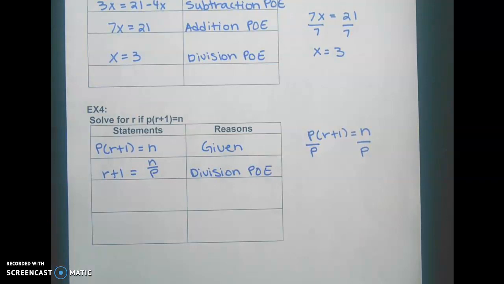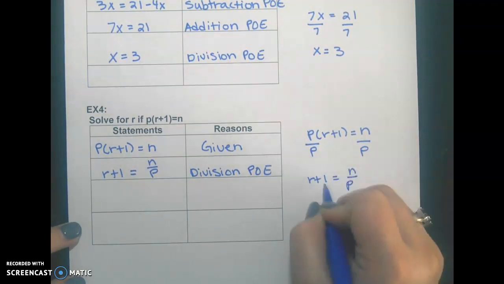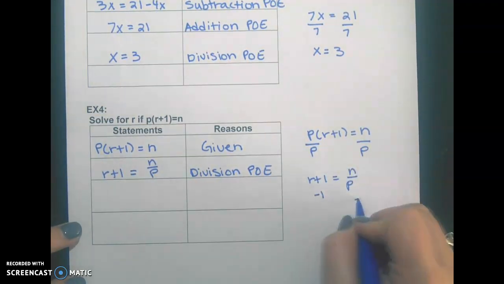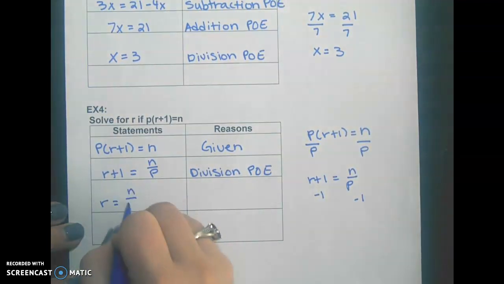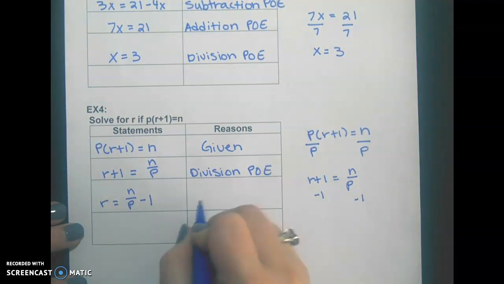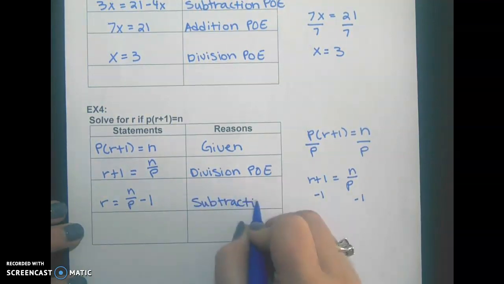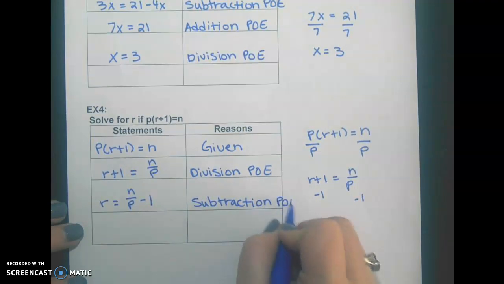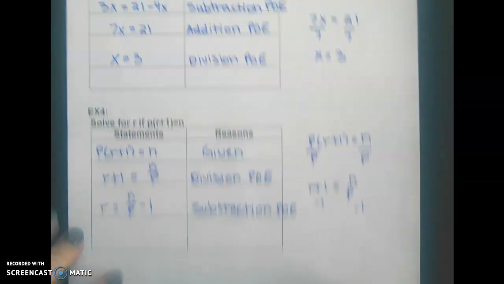Okay. So now I have r plus 1 is equal to n over p. So what do I need to do next? I need to get rid of this 1, and I do that by subtracting on both sides. And I get that r is equal to n over p minus 1 because of the subtraction property of equality. And I have now solved for r, so I am done with example 4. I don't need this last space.